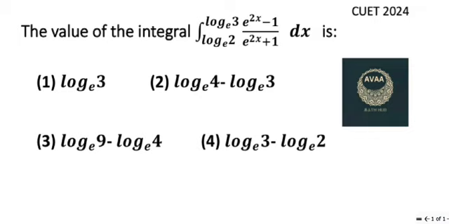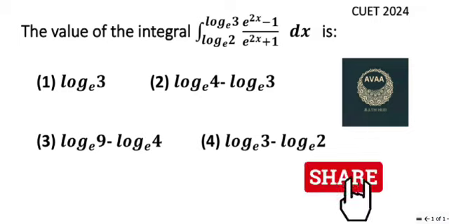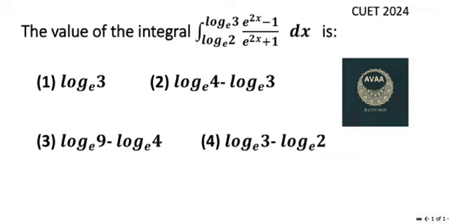Here the question has been picked from the year 2024. It says: the value of the integral from log 2 to the base e to log 3 to the base e of (e to the power of 2x minus 1) over (e to the power of 2x plus 1) dx is. The options are: log 3 to the base e; log 4 to the base e minus log 3 to the base e; log 9 to the base e minus log 4 to the base e; and log 3 to the base e minus log 2 to the base e.